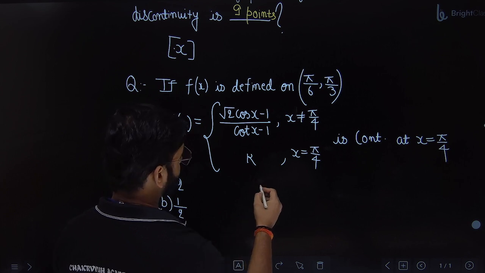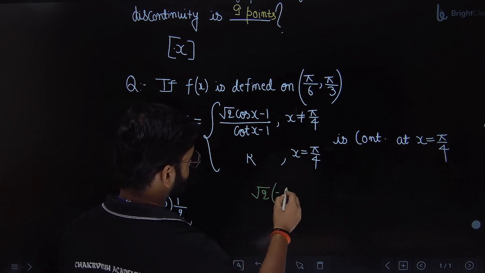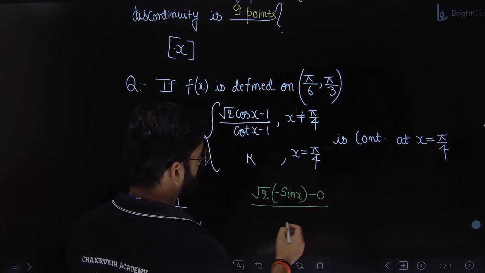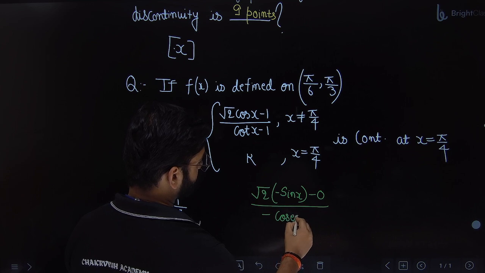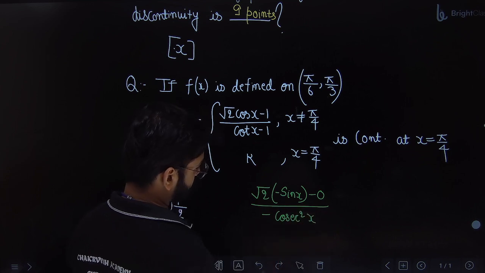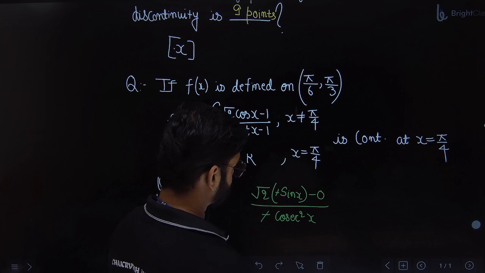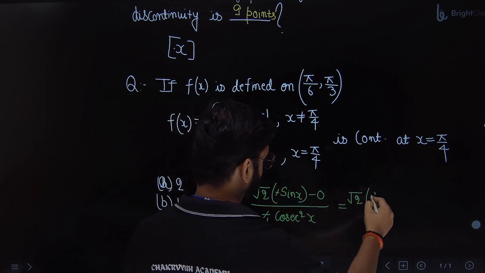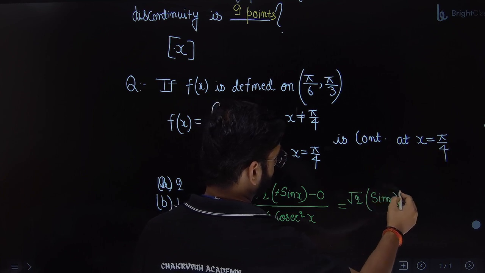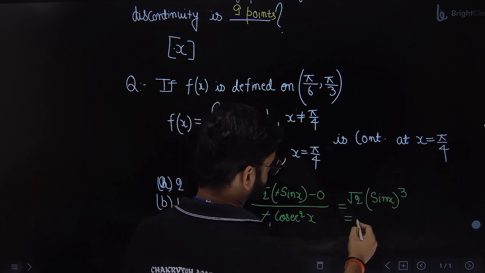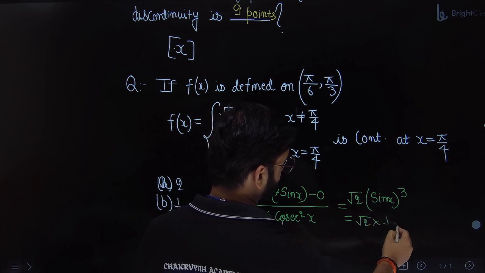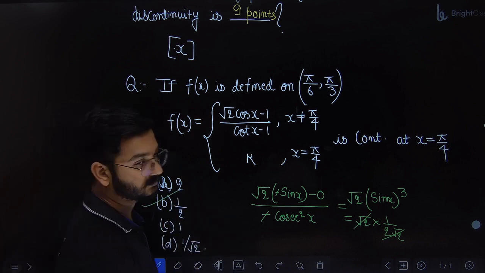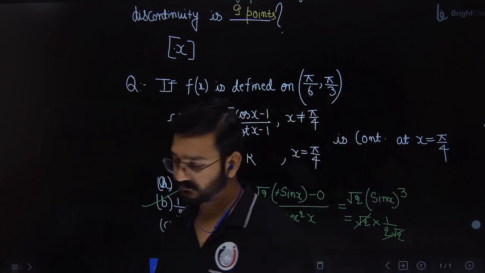So if we differentiate root 2, what is the differentiation of cos x minus sin x? Differentiation of 1 is 0. Cot x gives minus cosecant square x. Minus minus cancel. So this will be root 2 times sin x whole cube. Put pi by 4 into this. So root 2 into 1 by 2 root 2. Answer is 1 by 2. Done. Clear?